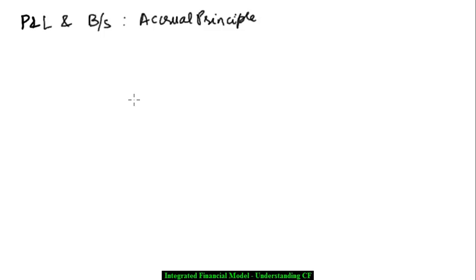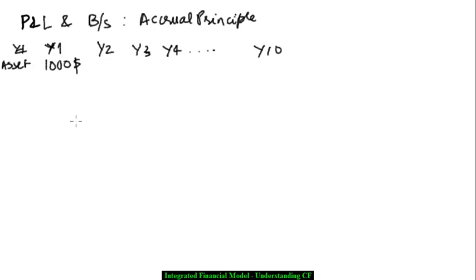So for example, if we were to speak about this concept of depreciation, in year one, I let's say bought an asset. So in year one, I bought an asset for let's say $1,000, right? And this asset is going to last me for 10 years. Its worth is going to be utilized for the next 10 years. So I have year 2, year 3, then I have year 4, and so on. I have year 10, right?